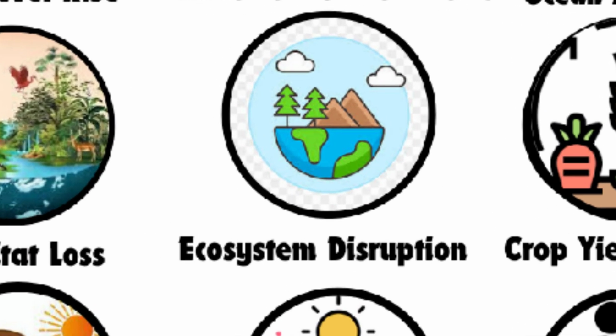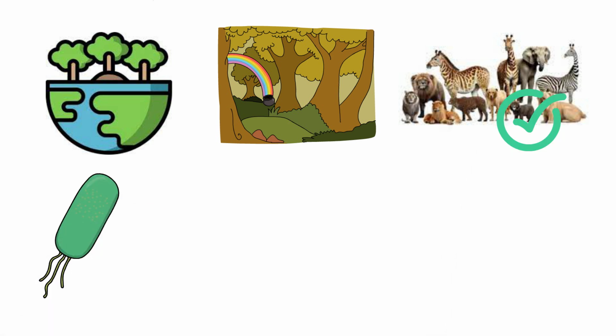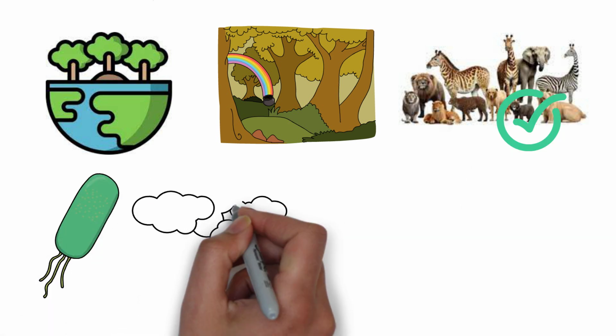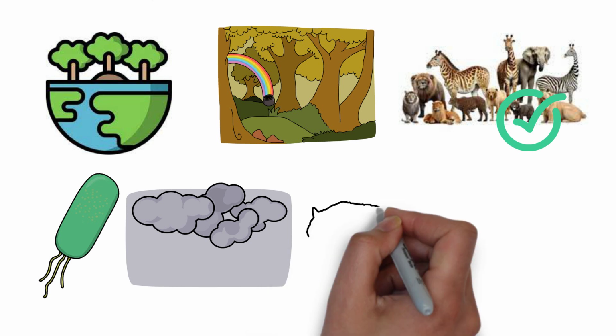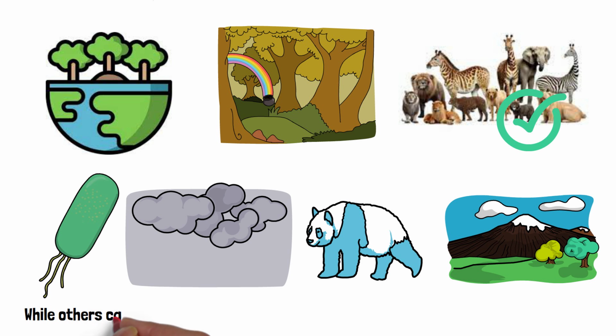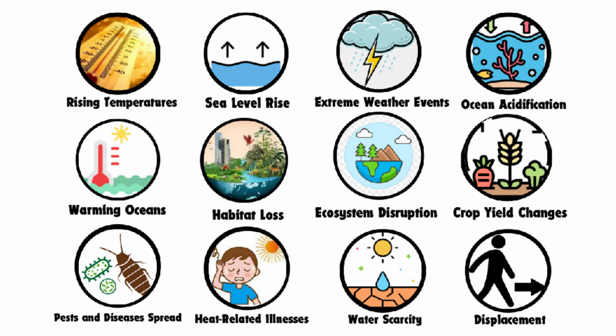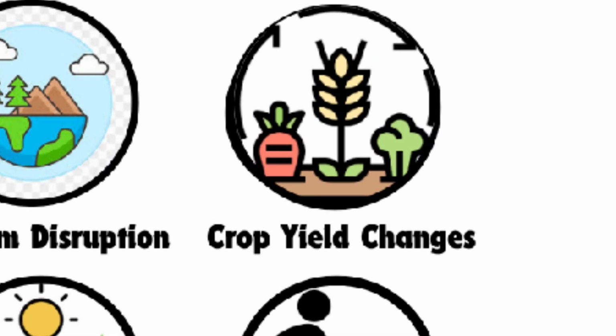7. Ecosystem disruption. Ecosystems are communities of plants, animals, and microorganisms that interact with each other and their environment. Climate change disrupts these interactions. For example, some species may migrate to cooler areas, while others cannot, leading to imbalances and potentially the collapse of ecosystems.